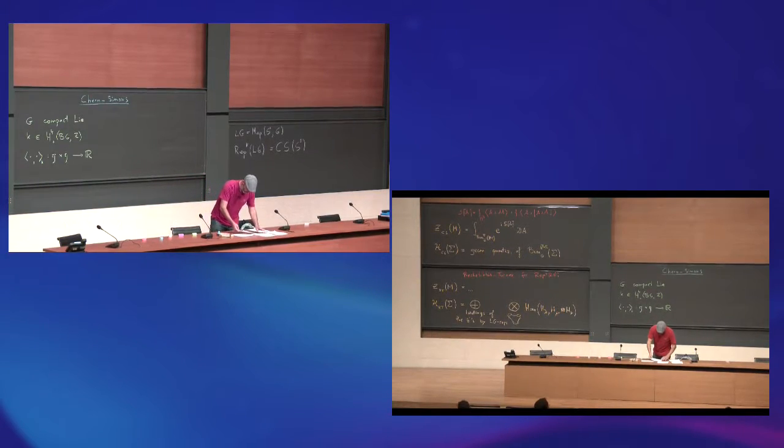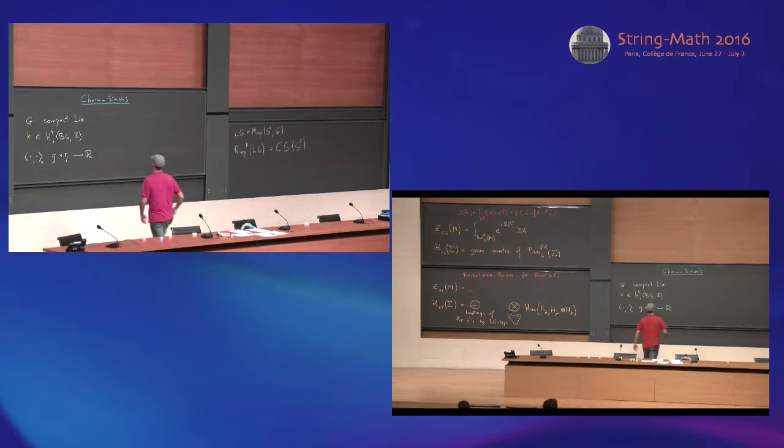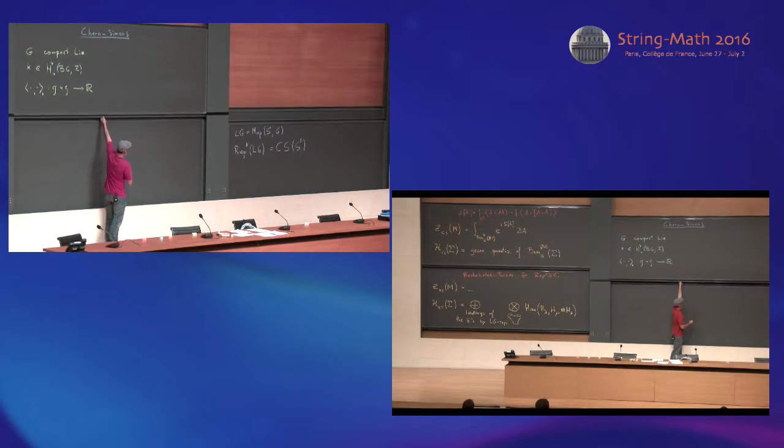So this idea that TQFTs should have values on manifolds of various dimensions, here we have M of dimension 3, sigma of dimension 2, the circle of dimension 1, that's called extended TQFT. So let me tell you a little bit about extended TQFT.